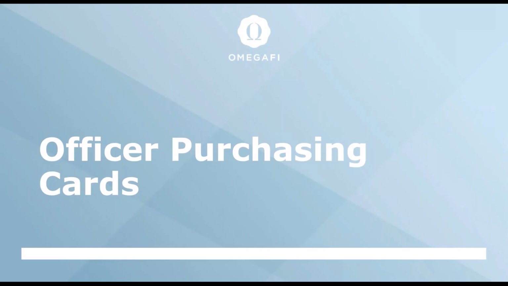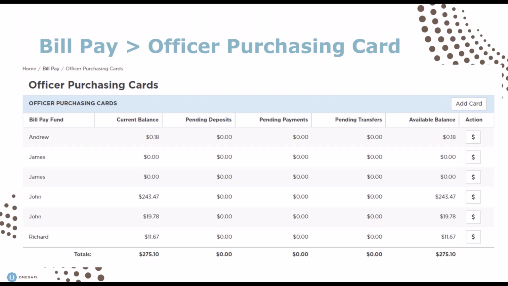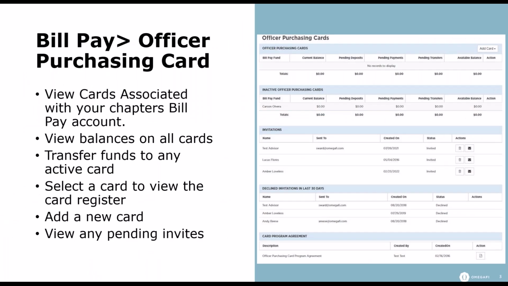So thank you, Amanda. I'm going to go ahead and get started and talk about officer purchasing cards. The officer purchasing card is OmegaFi's benefit to using our Vault Bill Pay services. The OmegaFi officer purchasing Visa prepaid card is a safe and convenient way to make purchases for your chapter. From the officer purchasing card screen, you can view all the cards associated with your chapter's bill pay account. You can also view the balances on all the cards, transfer funds to any active cards, select a card from the list to view the card register, add a new card, and view any pending invites.